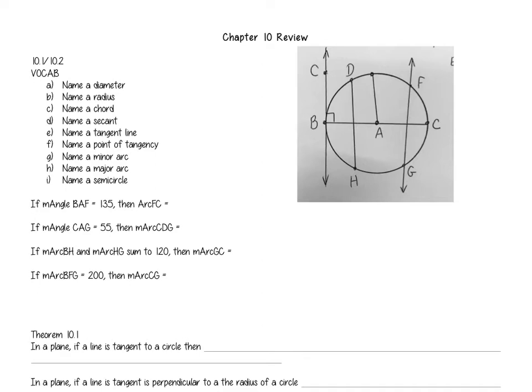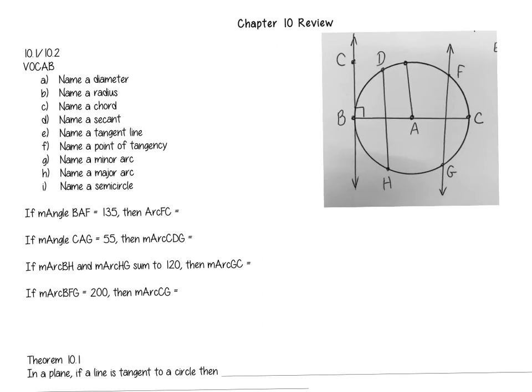So the first thing says name a diameter. So in that circle that's there, what would you state is a diameter? I don't even know whose hand went up first. BC or CB, either one works. It's a segment, so you either put the line over it without the arrows or you leave the line off. That's how you identify a segment.